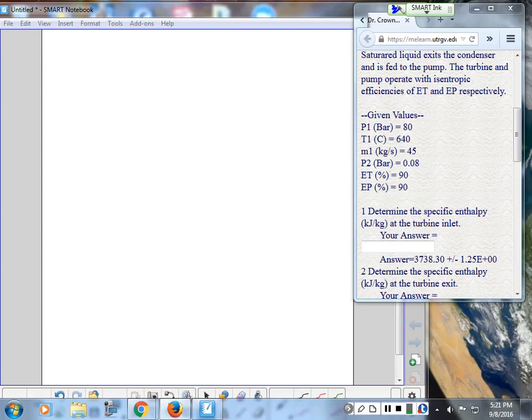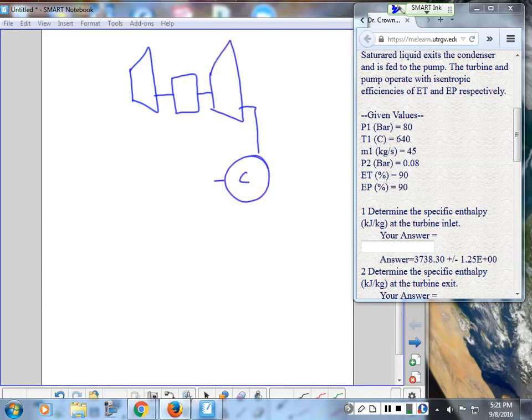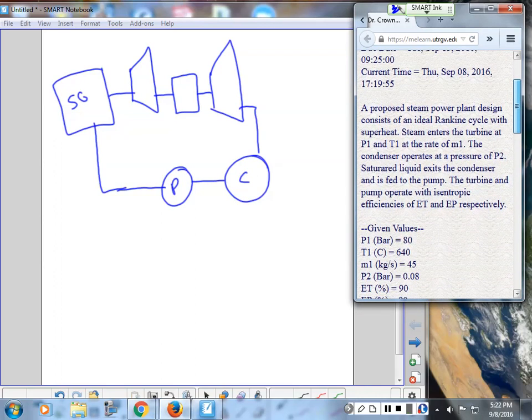So P1, T1, M1, P2. So let's just draw a quick turbine. Then it reheats, right? Is that what this problem was? It's been so long now. Can't remember. And it goes into a condenser. Goes into a pump. Goes back to our steam generator. I think, or it doesn't even have reheat, does it? I better reread the problem. Oh, with superheat, not reheat.